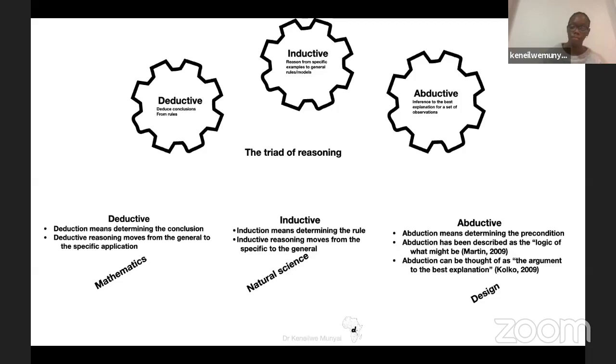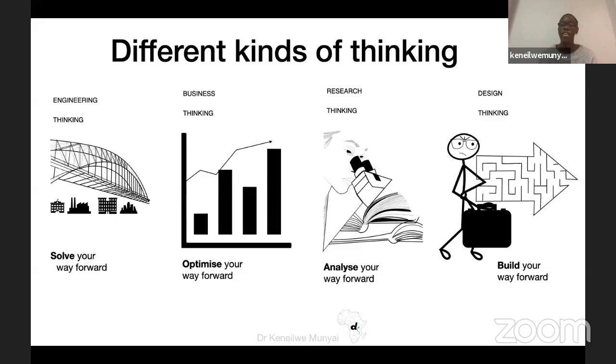So in terms of the different kinds of thinking, engineers will typically solve their way forward. Business thinking is about optimizing your way forward. Research thinking is about analyzing your way forward. Design thinking, on the other hand, is about building your way forward. So quickly experimenting and building small experiments in order to test and learn as fast as you can and see whether something is going to work or not before investing a lot of time, money, and resources on it.